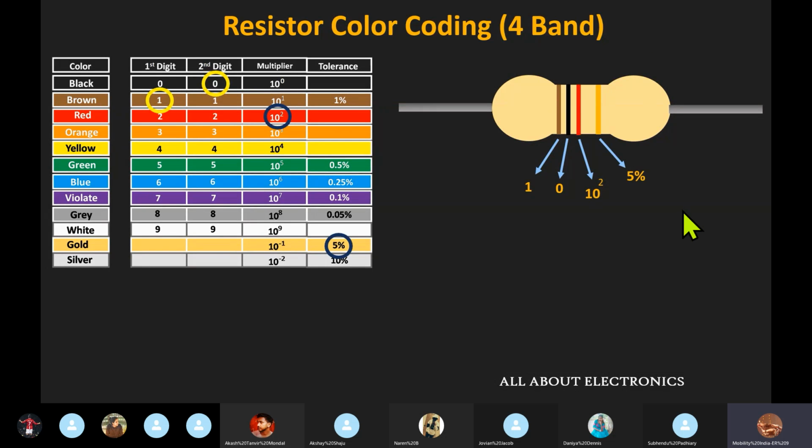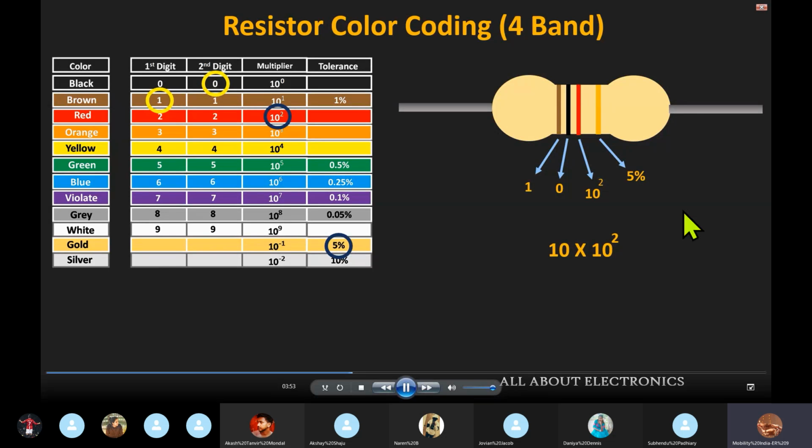So let us once again combine all these 4 values and let us find out the value of the resistor. So if we combine all these 4 different values, then the value of the resistor will be equal to 10 into 10 to the power 2 ohm, that is equal to 1 kilo ohm. And if we include the tolerance, then we can say that the value of the resistor will be equal to 1 kilo ohm plus minus 5%. See, in this case, 5% gold is the tolerance.